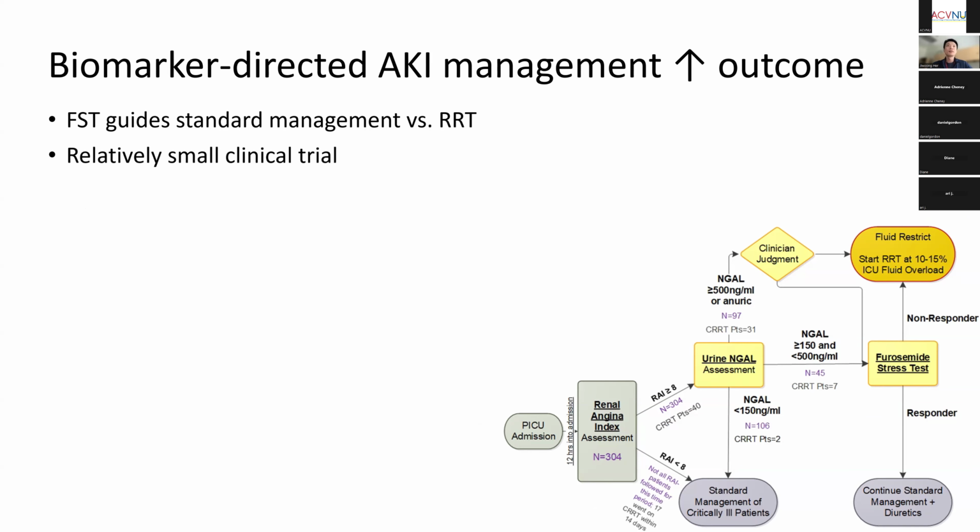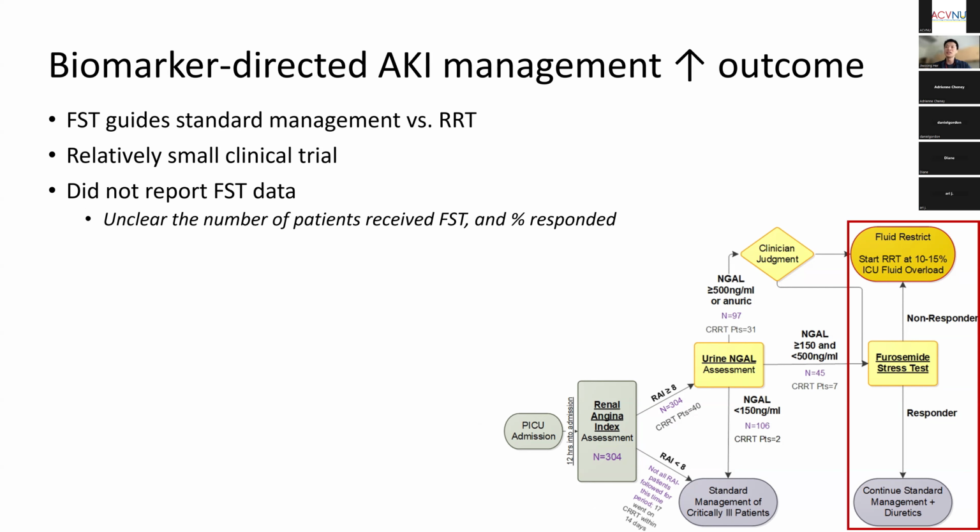So this is a relatively small clinical trial in the scheme of human trials, but they had 304 patients, which is a decent size. The other thing I was interested in looking into in this study further is: what is the particular role of the furosemide stress test within this algorithm? How helpful was it for making the final call on renal replacement therapy?